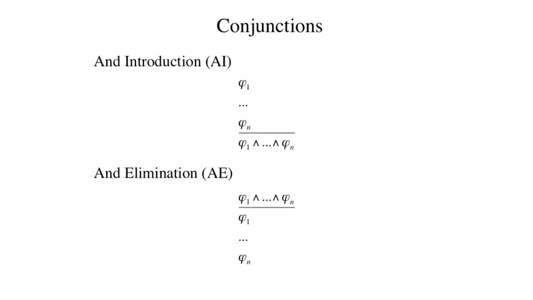And introduction and and elimination are straightforward. If a proof contains sentences phi 1 through phi n, then we can infer their conjunction. And if we have the conjunction of phi 1 through phi n, then we can infer any of the conjuncts.